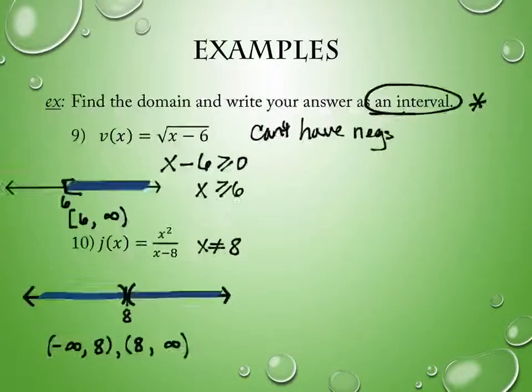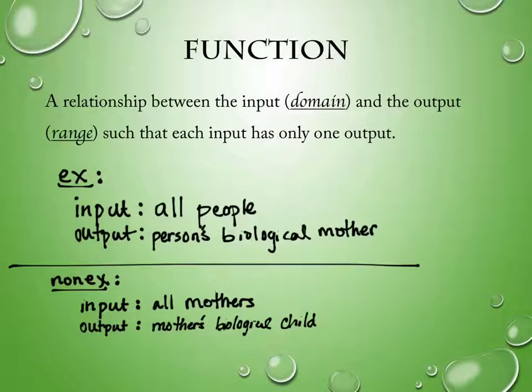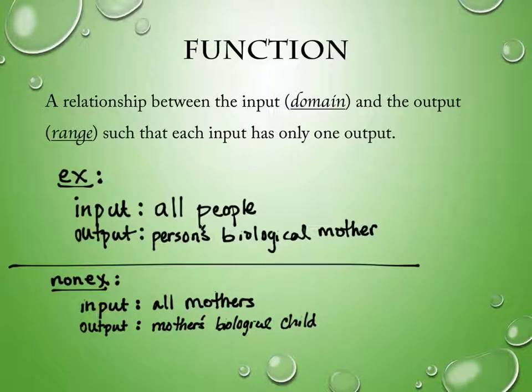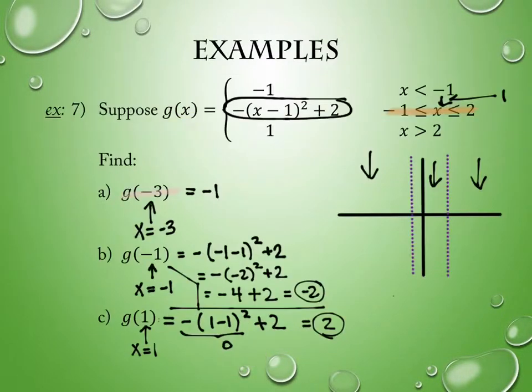Okay, so when we defined function way back at the beginning of this section, we talked about the fact that it was a relationship between inputs and outputs. When it's written in equation form, that would mean between x's and y's, where every x value or domain value or input value has one and only one output value. We talked about that in terms of graphs, in terms of tables, in terms of ordered pairs, and we're going to look at it now in terms of actual equations.